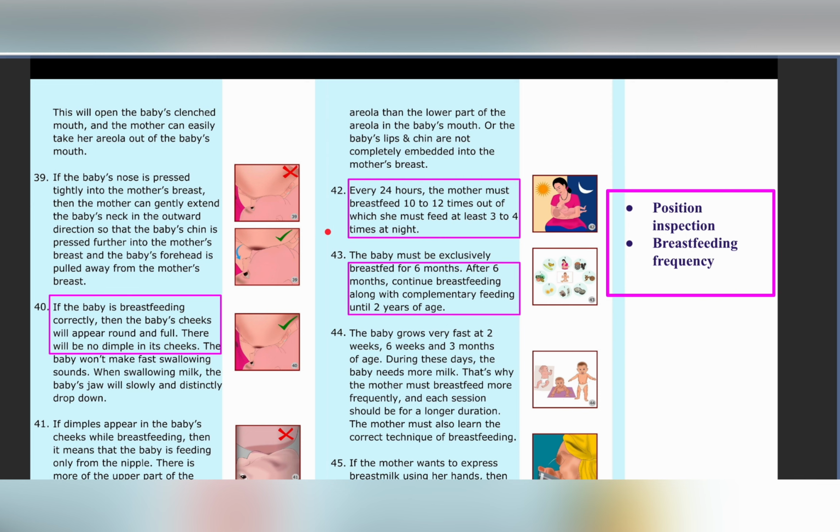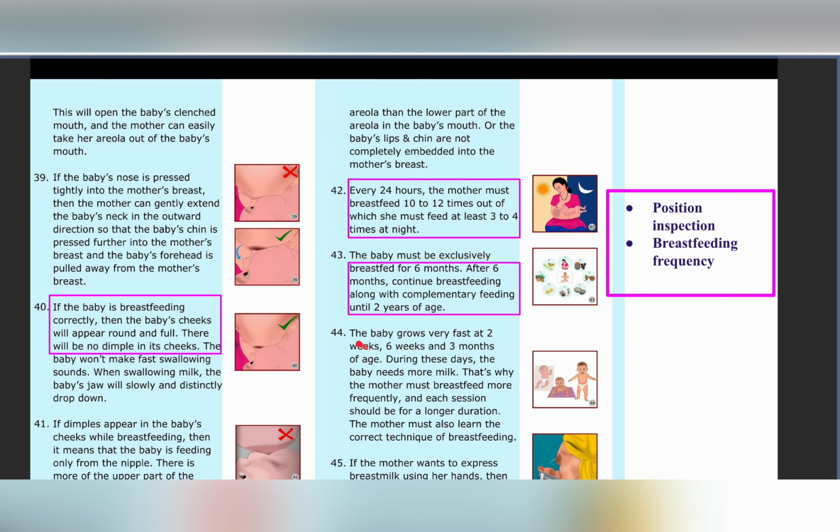And point number 42 that we need to remember: every 24 hours the mother should breastfeed 10 to 12 times, and at night at least 3 to 4 times, right? And very important, breastfeeding till 6 months of age, and after 6 months of age, along with breastfeeding, complementary feeding should be initiated, and this should continue at least until 2 years of age. So it is very important to educate other people regarding complementary feeding: why, apart from breast milk, the child should be getting other kinds of food after 6 months of age, so that the nutritional requirement is adequately fulfilled, right?